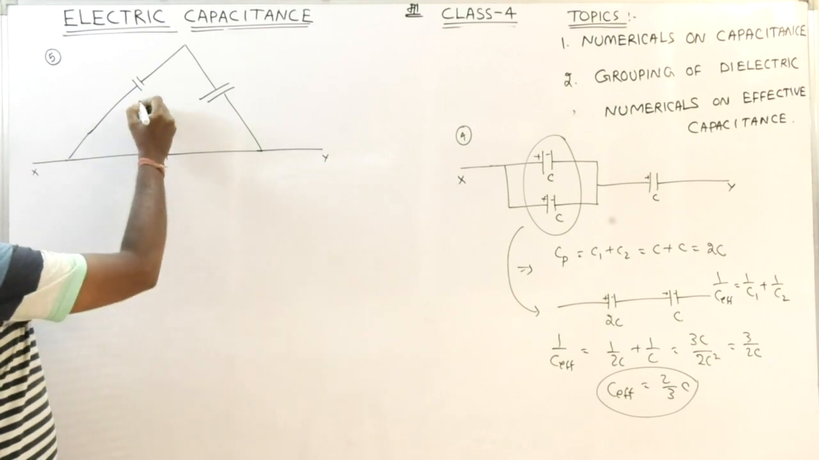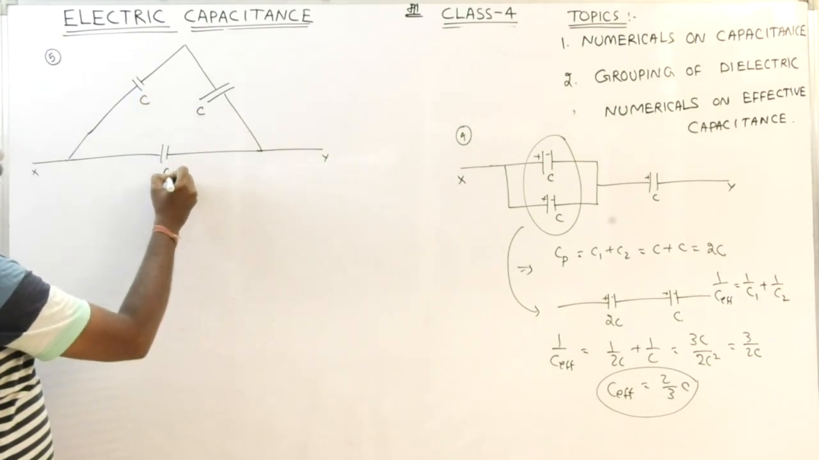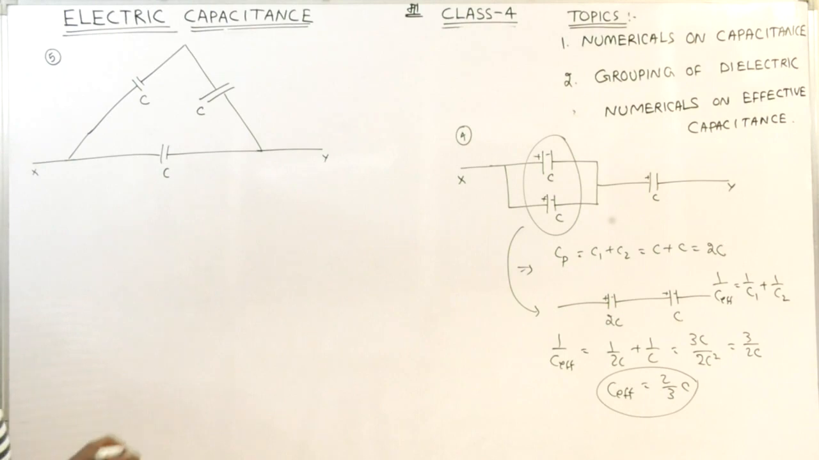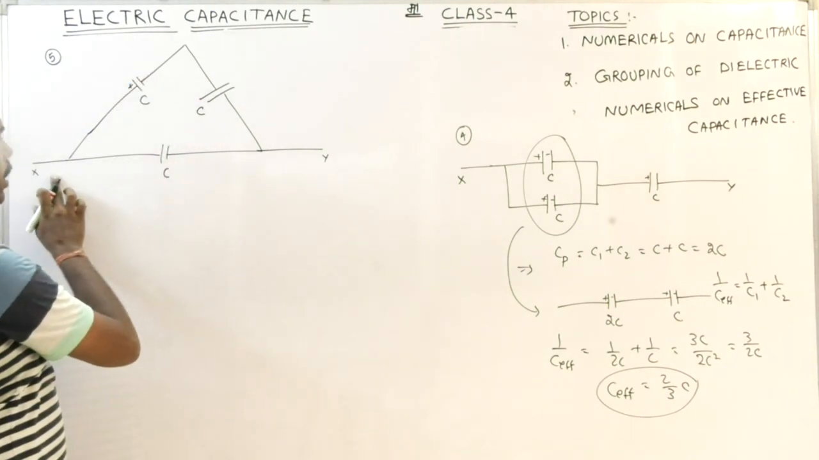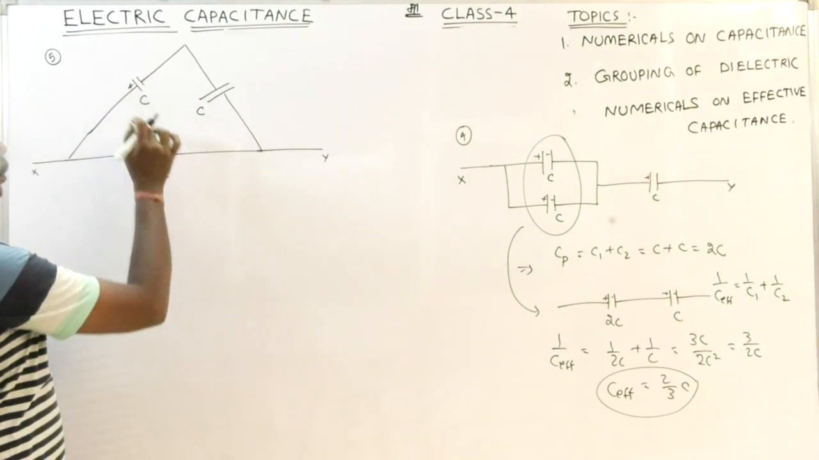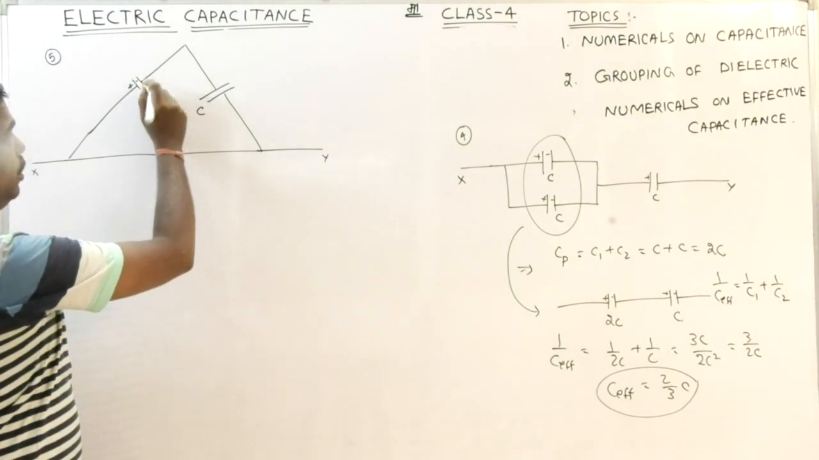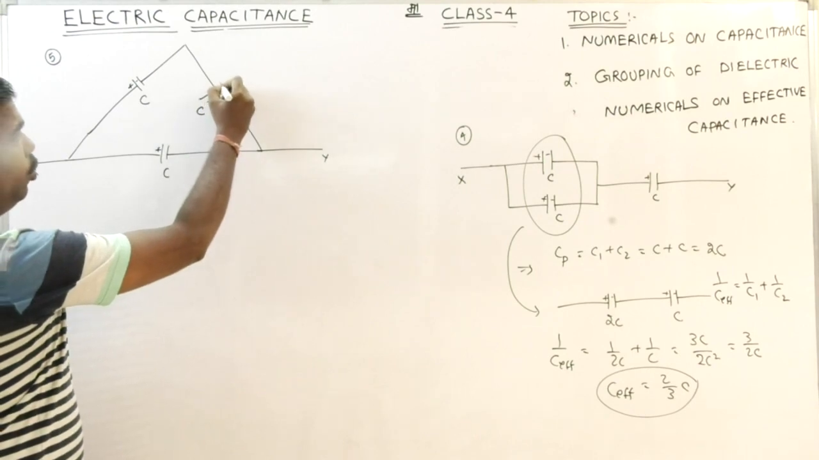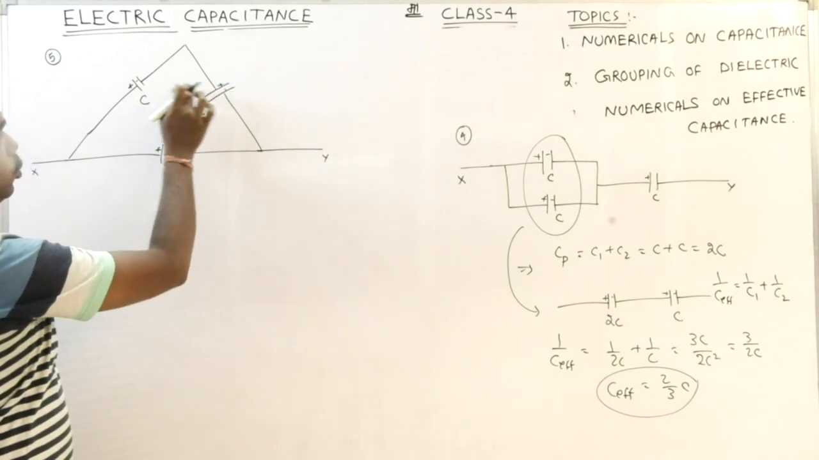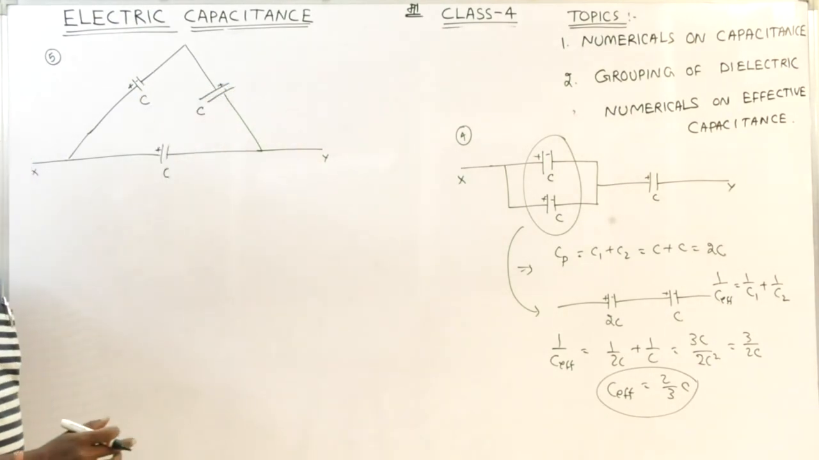In this circuit, how many capacitors are there? Three capacitors, each C. Listen to me. If this is the positive plate terminal and Y is the negative terminal, then this is positive and this is positive. Clear? This plate is negative. So the negative plate of this is connected to the positive plate of the next. So these two are in series grouping.